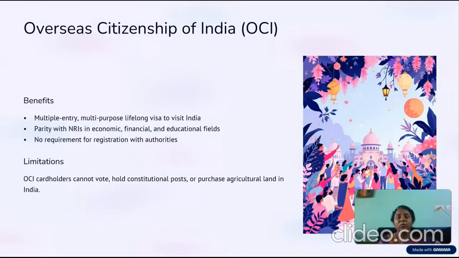Then OCI. What is this OCI? That is Overseas Citizenship of India. This is granted to foreign Indians who are living abroad, and Indians by birth who live abroad. So they are granted this OCI, and they have multiple benefits. A multiple-entry, multi-purpose, lifelong visa to visit India. Priority with NRIs in economic, financial and educational fields. And no requirement for registration with authorities.